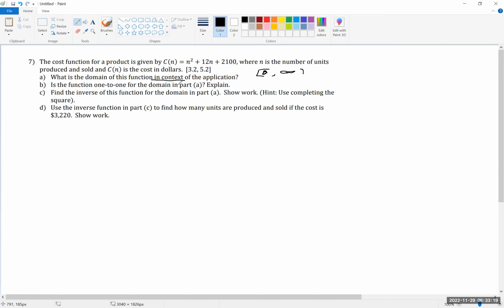All right. Is the function 1 to 1 for the domain in part A? I'm fairly certain it is, but we should look at the graph. Let me come back to that one, because I need to figure out what the graph looks like. So maybe we'll just graph it somewhere and be content with that. But part C, so we did part A. I think we could do part C relatively easily.